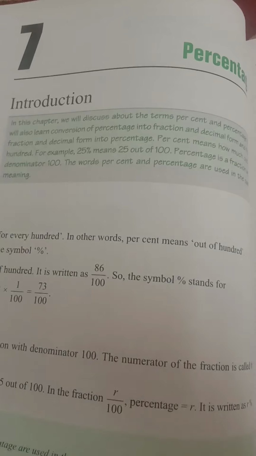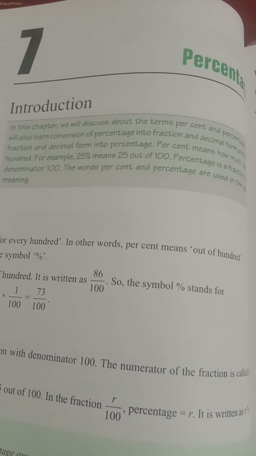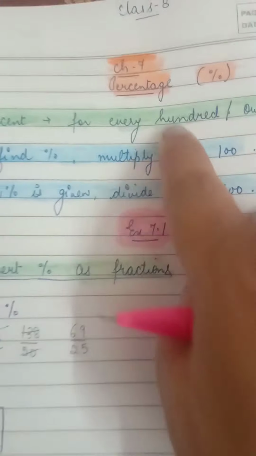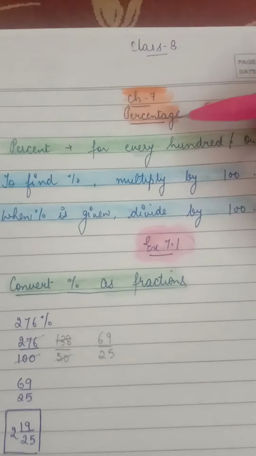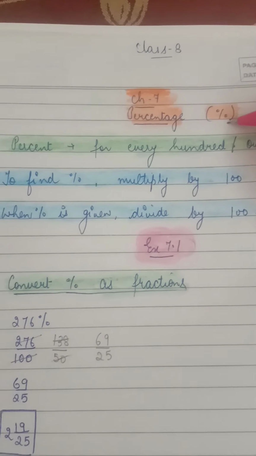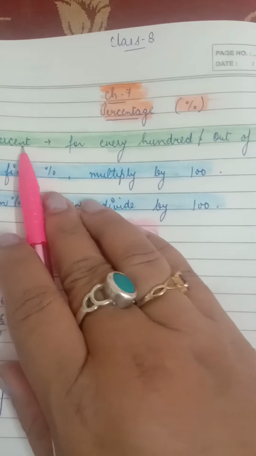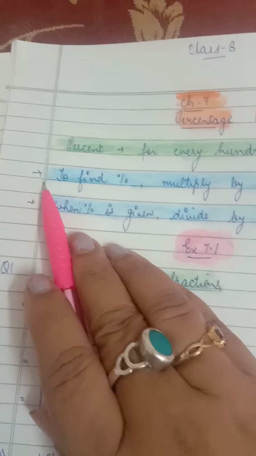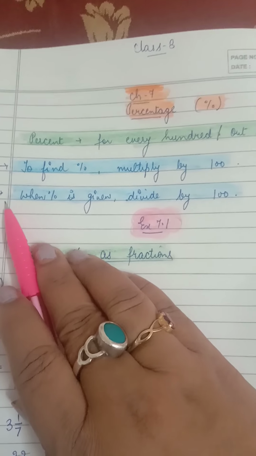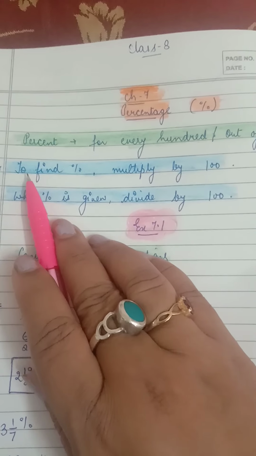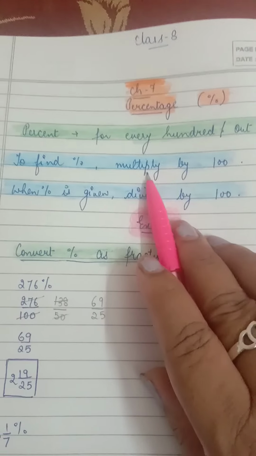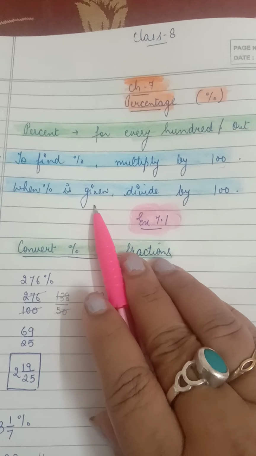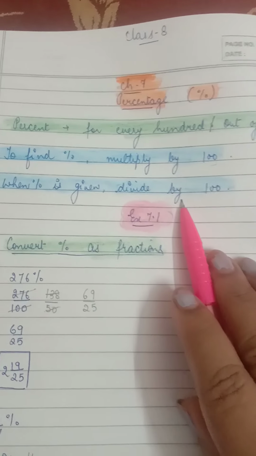Hello children, I'm going to start with chapter number 7, percentage. So we have chapter 7, percentage. This is the symbol that is used for percentage. Percent actually means for every 100 or out of 100. There are only two rules that you have to keep in your mind in this chapter. Whenever they ask you to find the percentage, you will multiply by 100, and whenever the percentage is given and you are finding its value, you have to divide by 100.